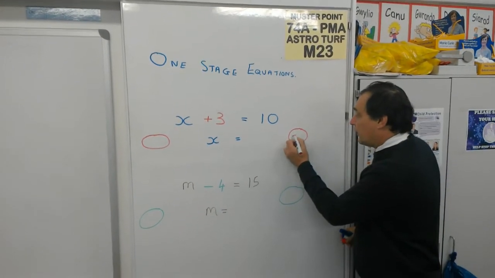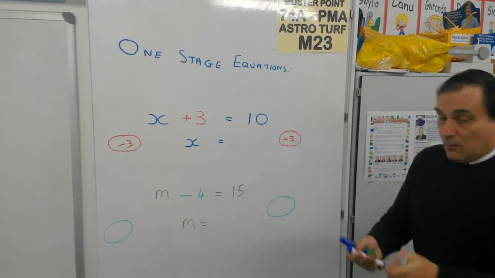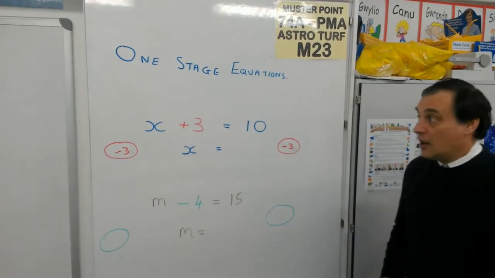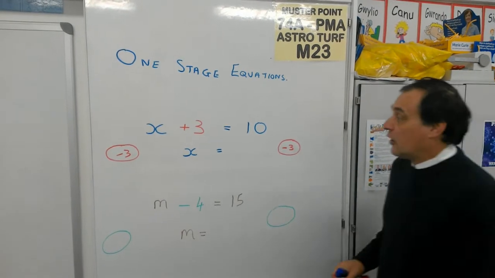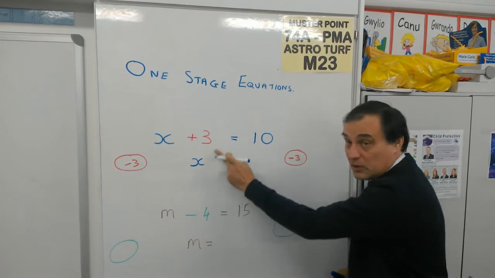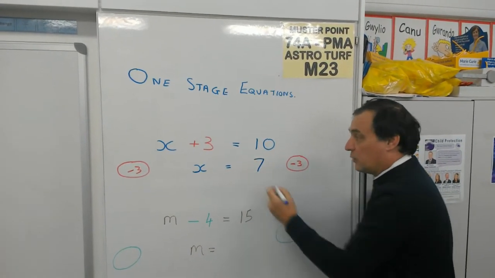So if I put take away 3 in my bubbles here, I make sure that I put take away 3 in both sides, exactly the same thing, because when we do an equation, we've got to make sure that both sides balance. So x plus 3 equals 10, taking away 3 gets rid of that plus 3 on that side, and 10 take 3 leaves us with 7.